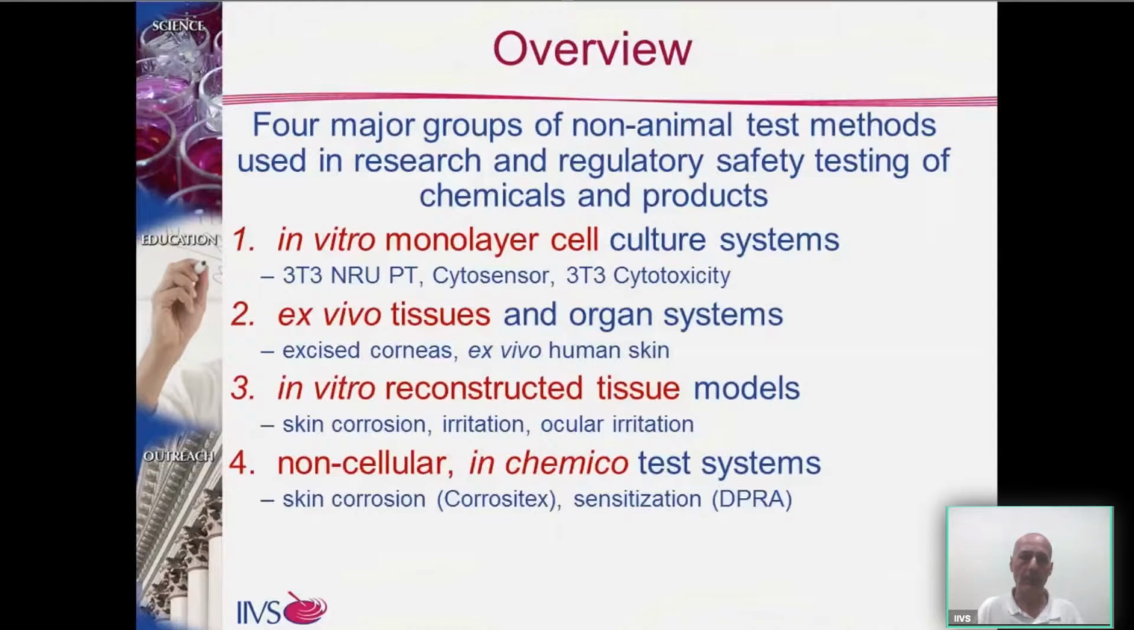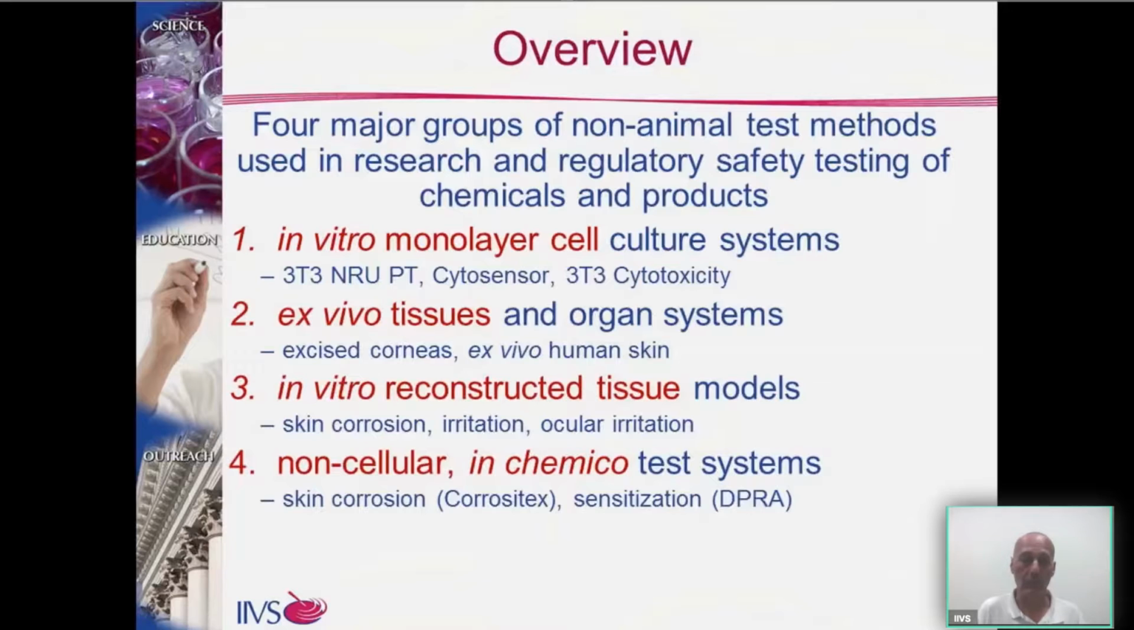And so as part of this overview, for the remaining part of my introduction, I will look at four major groups of non-animal test methods used in research and in regulatory safety testing of chemicals and products. The first group would be the in vitro monolayer cell culture systems. These are the simplest systems, but a number of them have current applications using regulatory classified test methods in the process. The first would be the 3T3 neutral red uptake phototoxicity assay, for which Alison Hilberer will give a detailed presentation. The second area is in the use of ex vivo tissues and organ systems.